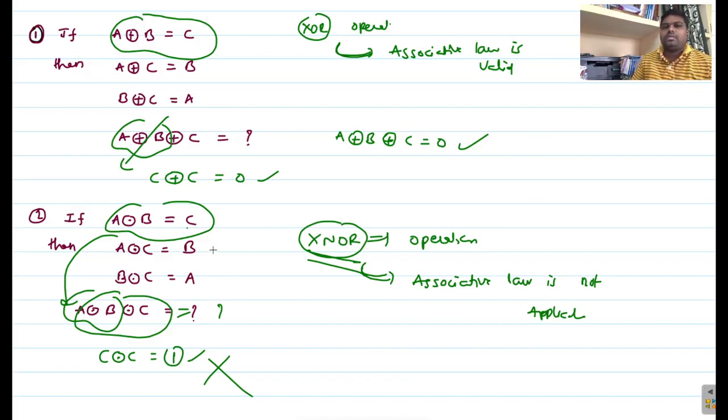Okay, this is about associative law, which is applicable for AND gate, OR gate and XOR gate, and which is not applicable for NAND, NOR and XNOR logics, right?